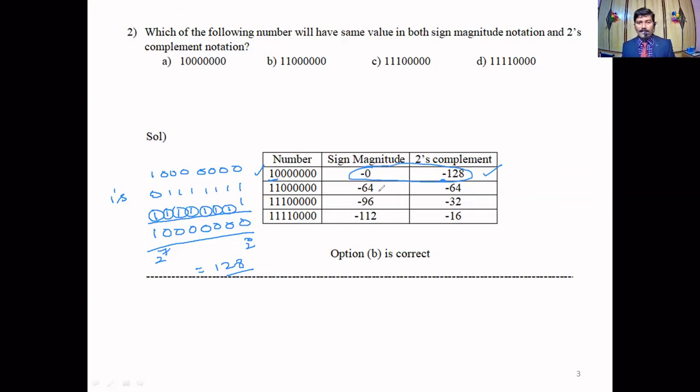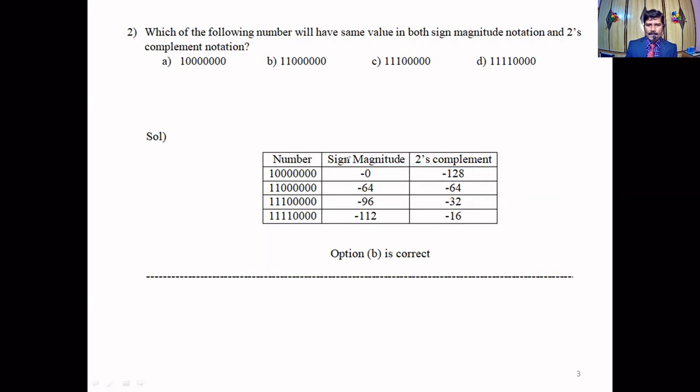We need a number that has the same value in sign magnitude as well as 2's complement. So take the second value. Assume it is sign magnitude, and this is 1. The 1 indicates minus, and this is 2 power 6, that is 64. This is the total magnitude from here to here, that is 64.